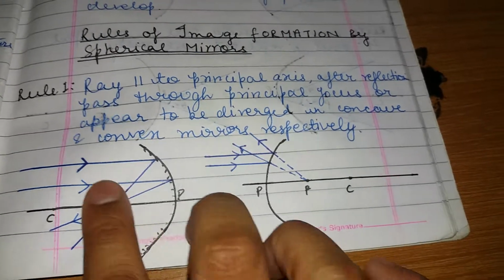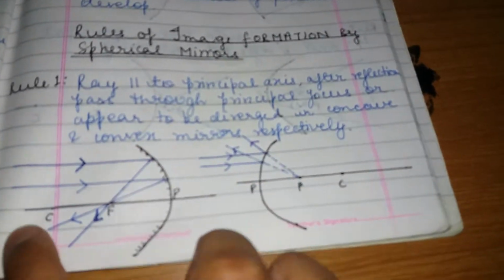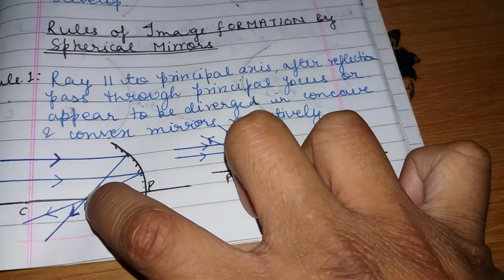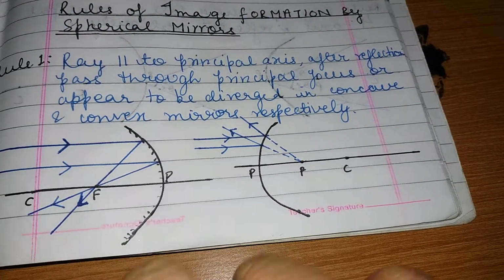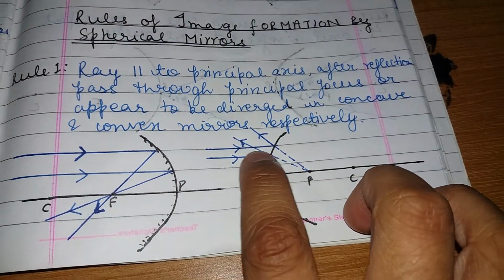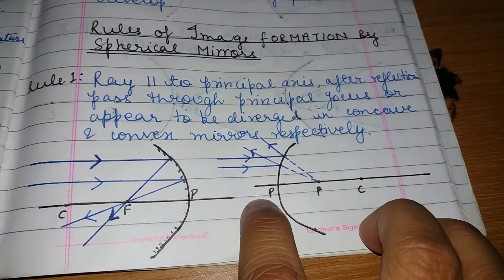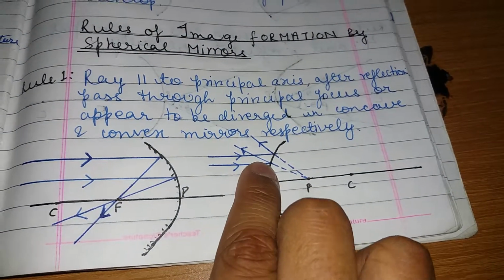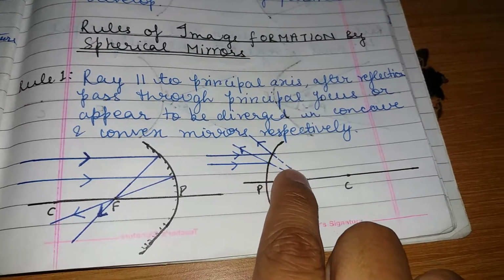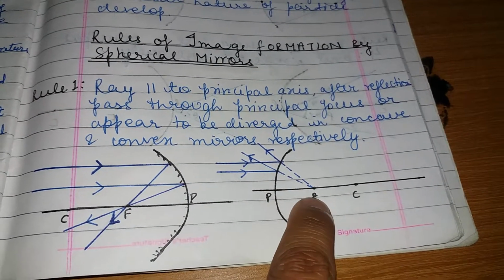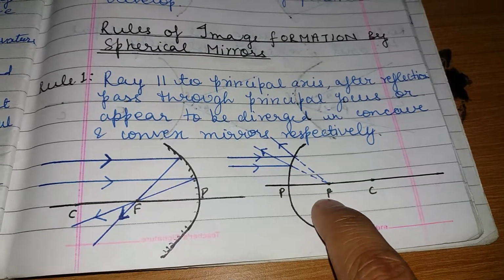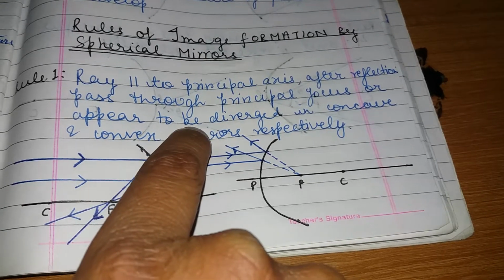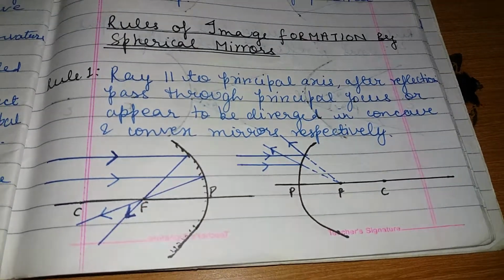Rule number 1. When a ray parallel to the principal axis is incident on the mirror, the reflected ray will pass through the principal focus. In convex mirrors, when a ray parallel to the principal axis is incident on the mirror, after reflection it diverges, appearing to come from the point F, which is our principal focus, and it goes in the direction of the principal focus.